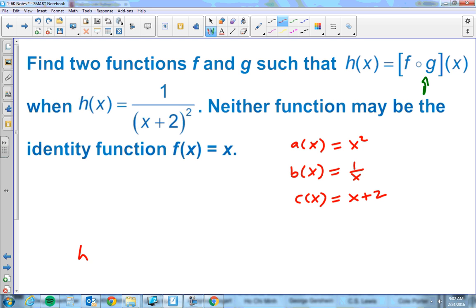Yeah, open your eyes. Eddie? Let's see, the inner function C, then squaring comes next, so that's A, and then finally take the reciprocal, which means he's right. Nicely done.